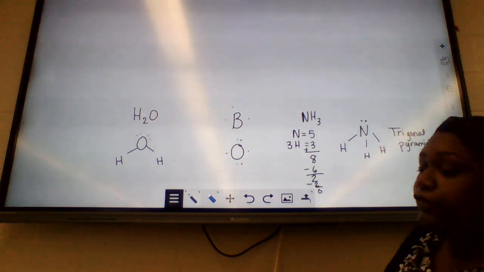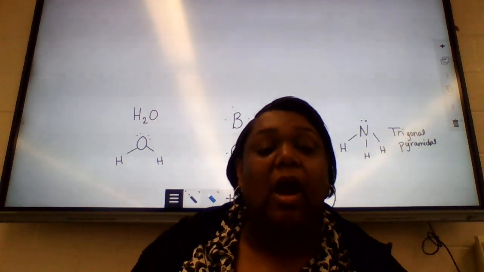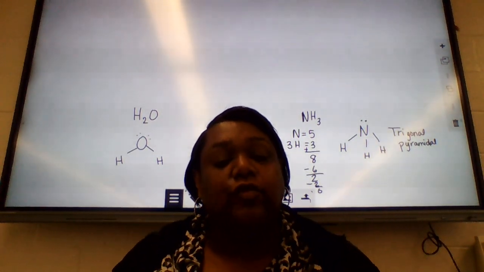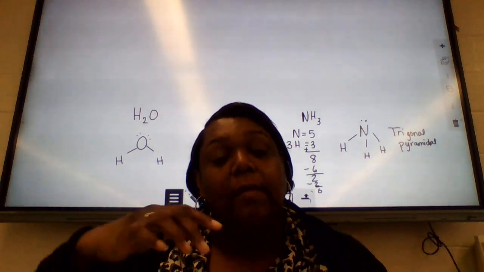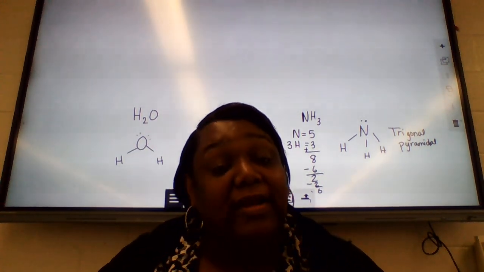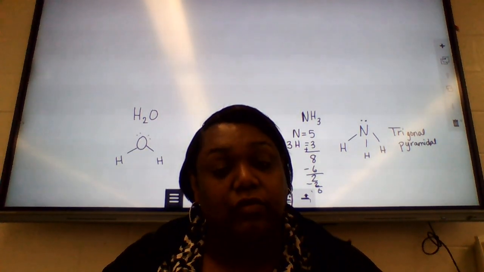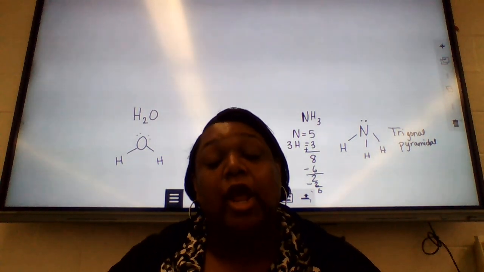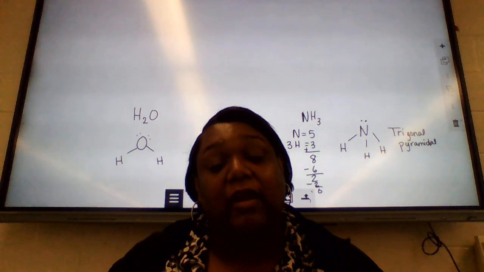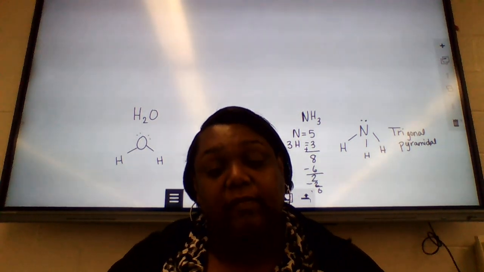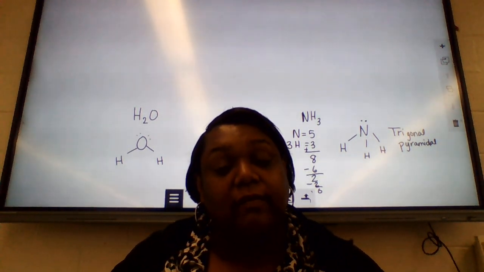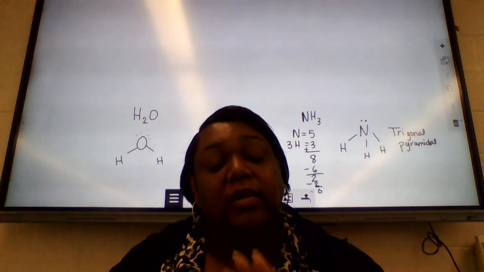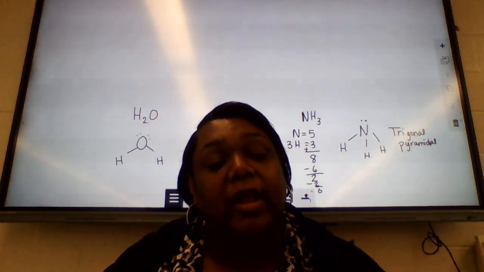Now, it's trigonal pyramidal because those 3 hydrogens are in the same plane, but the nitrogen is not in the same plane as those 3 hydrogens. In your trigonal planar, they're all in the same plane. Your central atom and your substituent atoms, which are those that are connected to that central atom, are all in the same plane in trigonal planar.